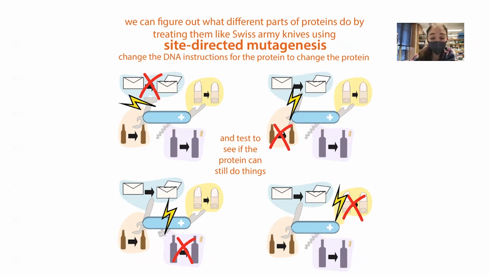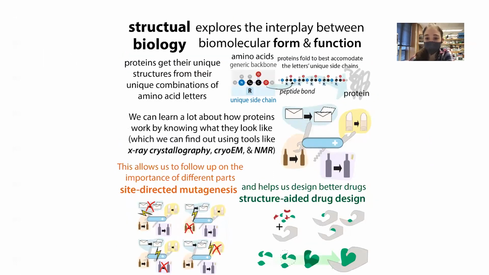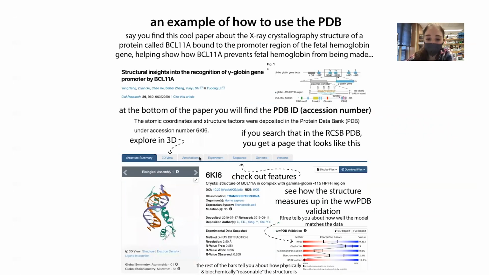And how you know where to mutate is often aided by structural biology. Structural biology looks at the interplay between form and function, and often uses techniques like crystallography, cryo-EM, or NMR in order to figure out the molecular structures, the 3D structures of these molecules. And you can find these structural models in the PDB, which I talk about in other posts.